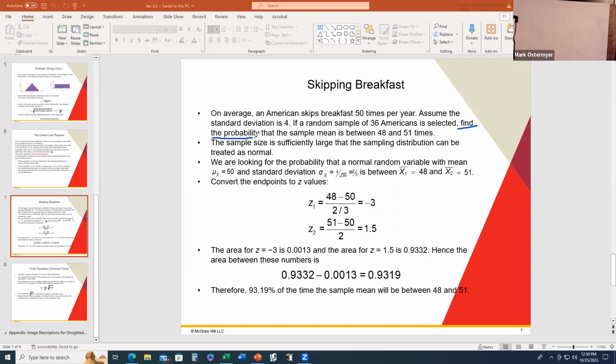And the question is, what they want us to do is find the probability that the sample mean is between 48 and 51 times. So you know what they want us to find? They want us to compute the probability that the sample mean number of times of missing breakfast lies between 51 days and 48 days. That's the probability they want us to compute here.